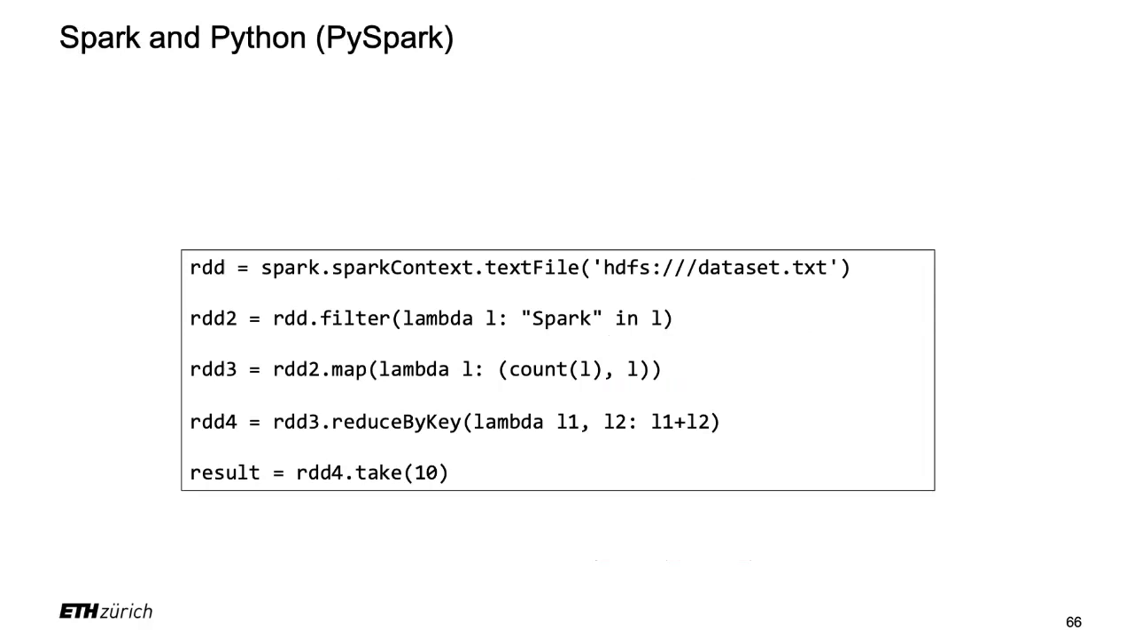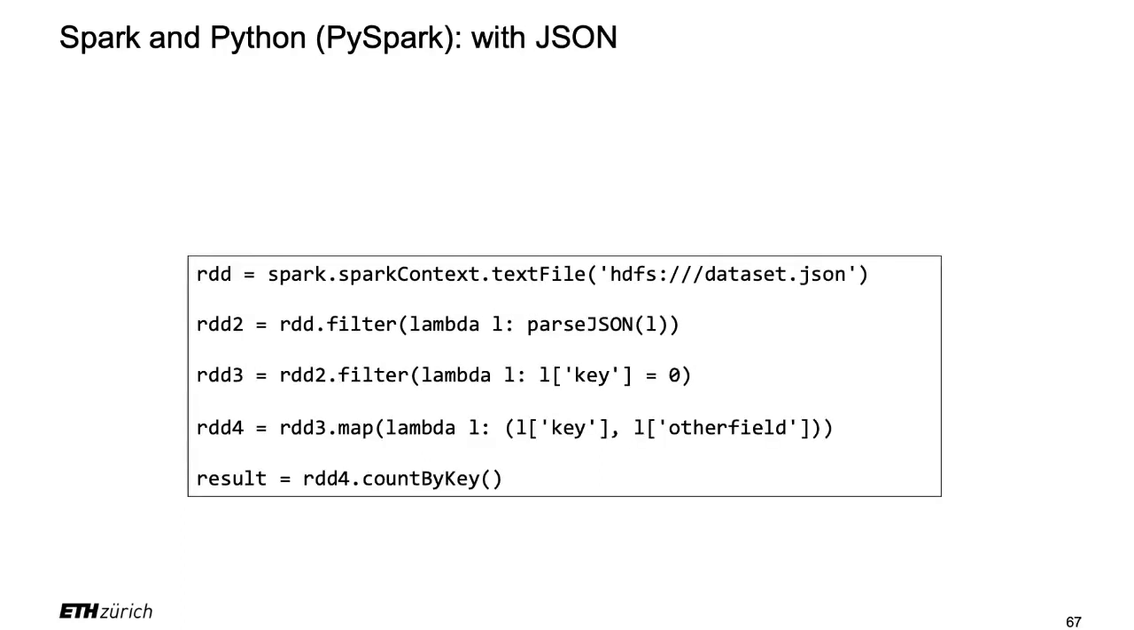The second problem is this. This is Python code in order to open a text file, and then you apply a filter, a map. By the way, these are narrow dependencies, so this will be the same stage. Then you have reduce by key that's going to shuffle the data around, and then you have a take action. But now this is JSON. Do you see a difference? I don't. The reason is Spark and Python don't care about JSON.